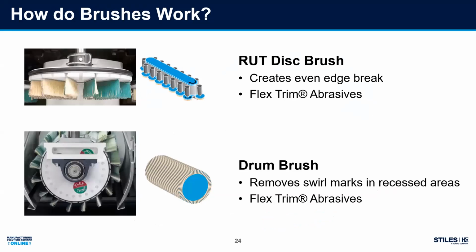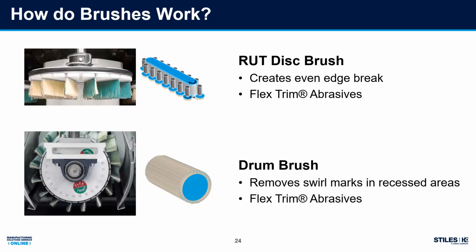So to dive a little bit deeper into what each one of these units performs inside of the machine, we'll take a look at the RUT disc brush. The purpose of this head is to break all those sharp corners. And again, I have control of the speed that brush is rotating. The faster, the more aggressive the edge break. Slower, the less aggressive.